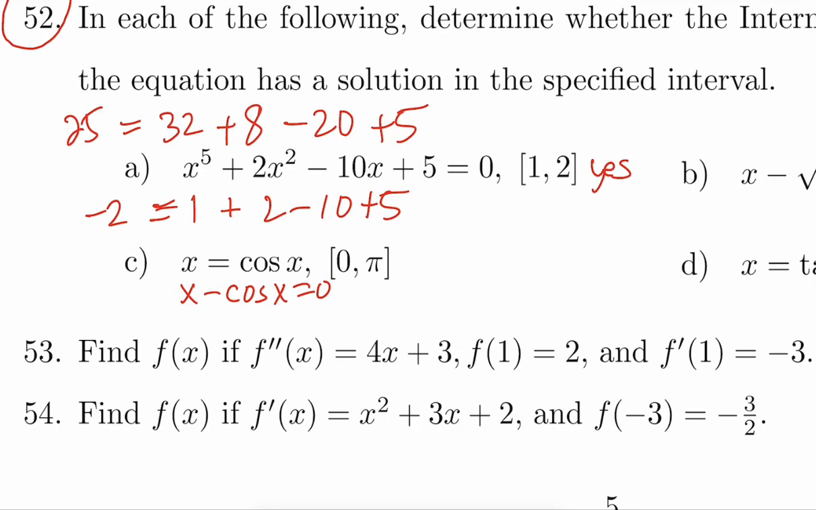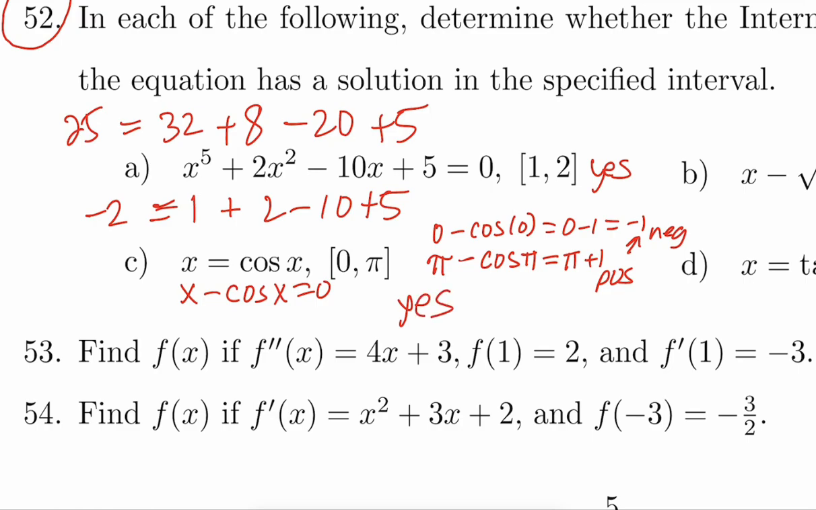If I plug in 0, I get 0 minus the cosine of 0, which is 0 minus 1. That's a negative. Okay, so I found a negative. Let's see if the other side provides me with a positive. That's pi minus the cosine of pi, which is pi minus a negative 1, which is plus 1. That's a positive. So that's a negative. That's a positive. So that's a yes. It's only if you get a positive positive or a negative negative that you have an issue.